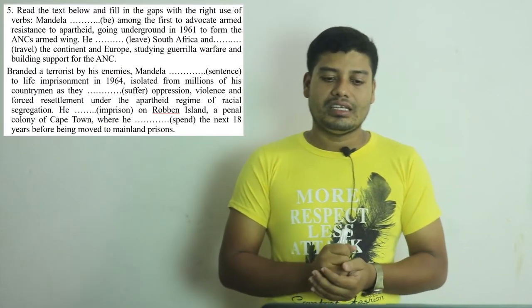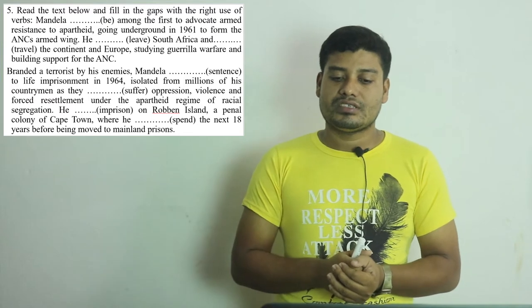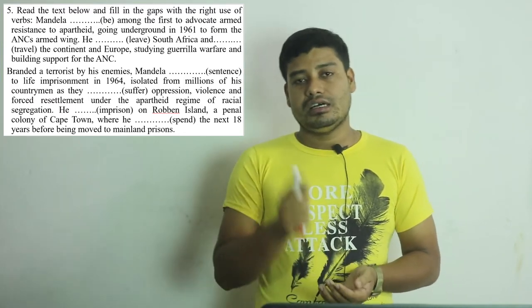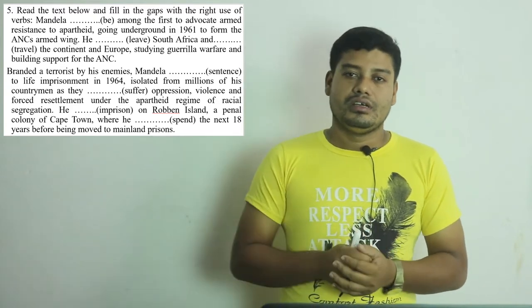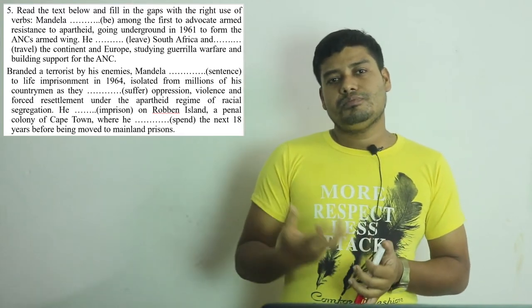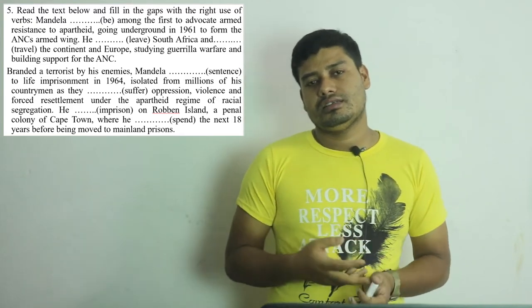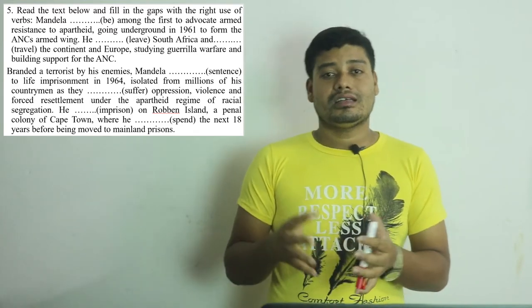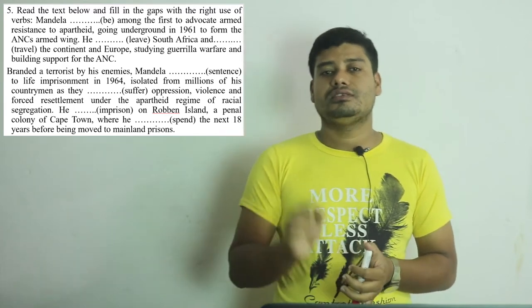Okay, so have a look at this. Here the first line is, Mandela be among the first to advocate armed resistance to apartheid. Here in a bracket there is a B. There are 8 members of B: am, is, are, was, were, being, been. So it is a past form of B. That is why it will be was or were. Here Mandela is a third person singular. That is why the answer will be was.